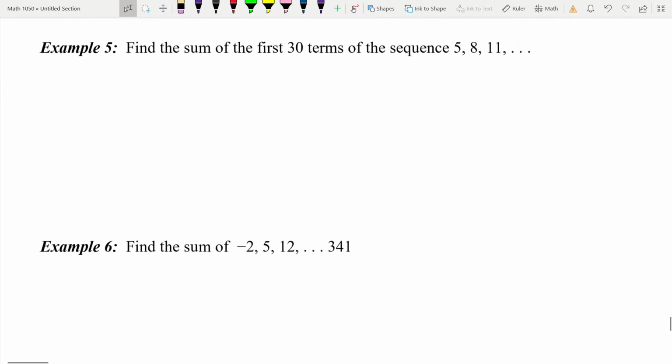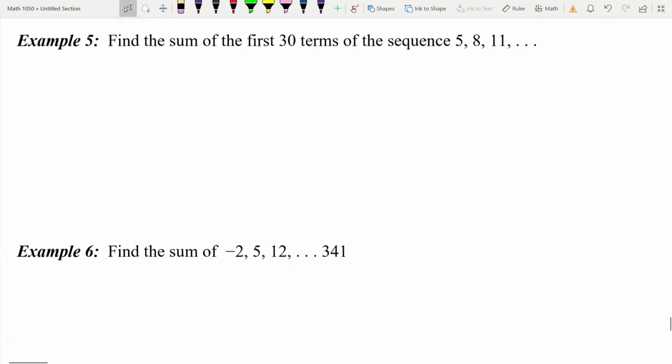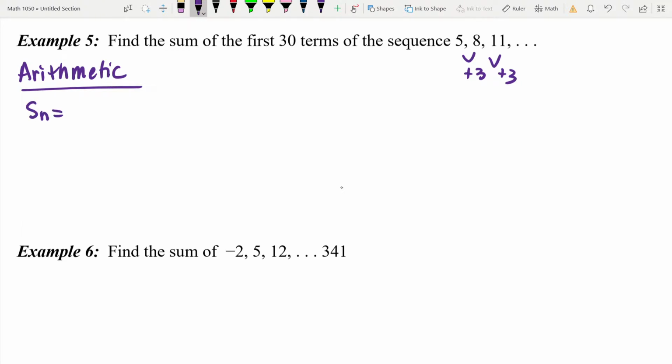Next one. Find the sum of the first 30 terms. The first thing I want you to do always is decide if it's arithmetic or geometric. So this one is add 3. I know that this is arithmetic. So everybody write down the word arithmetic. And then I read the words, find the sum. So I'm going to go S of n equals number of numbers divided by 2, first plus last, a plus a sub n. In order to do that, I need to know what n is, what a is, and what a sub n is.